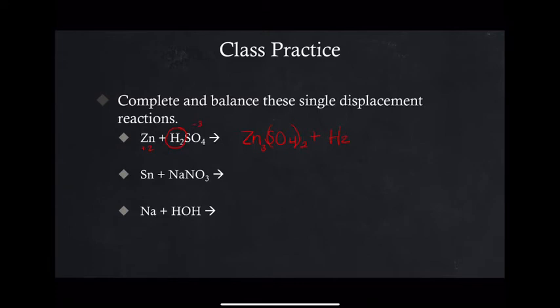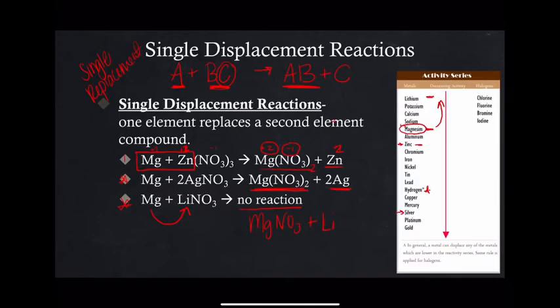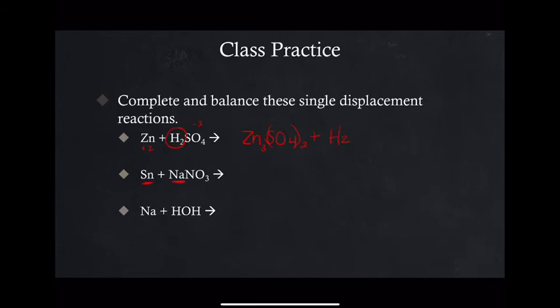All right. This next one, Sn, so that's tin. And it's going to replace the other metal, which is sodium. So let's see if tin, here's tin, and sodium is right here. Can tin replace sodium? It can't. So here you're going to say no reaction. Okay.